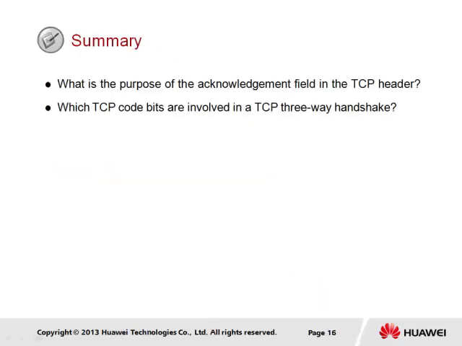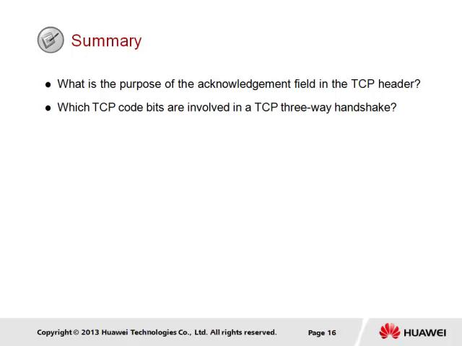In summary of this section on transport layer protocols, we ask a couple of questions here. The first is, what is the purpose of the acknowledgement field in the TCP header? Well, this acknowledgement field in the TCP header enables the segment received by the TCP process to be confirmed. This effectively enables reliability of transmissions, since any packets sent that are not acknowledged can be resent.